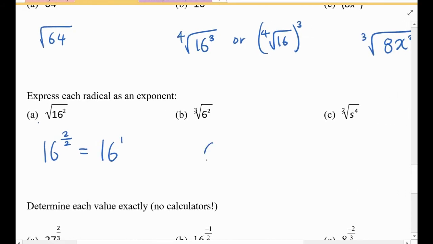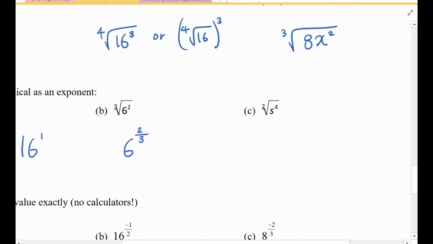This one, 6. This goes to the denominator, 2 over 3. Then 2 goes to the denominator. You should omit this, but the question just wrote it like this. So the 4 over 2 becomes 2, x squared.